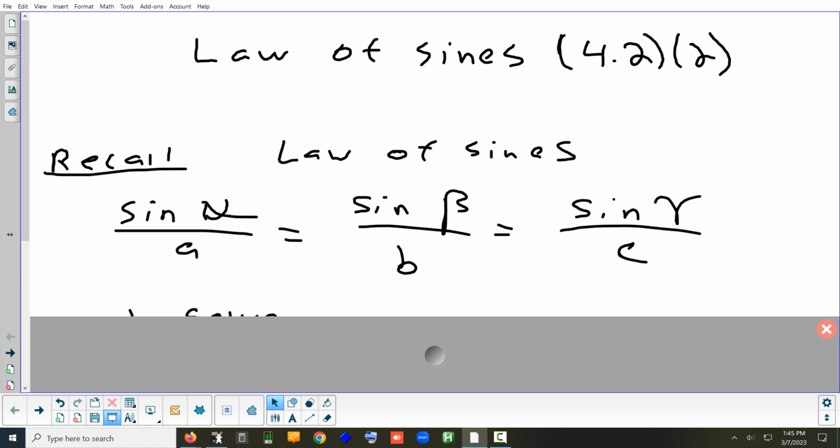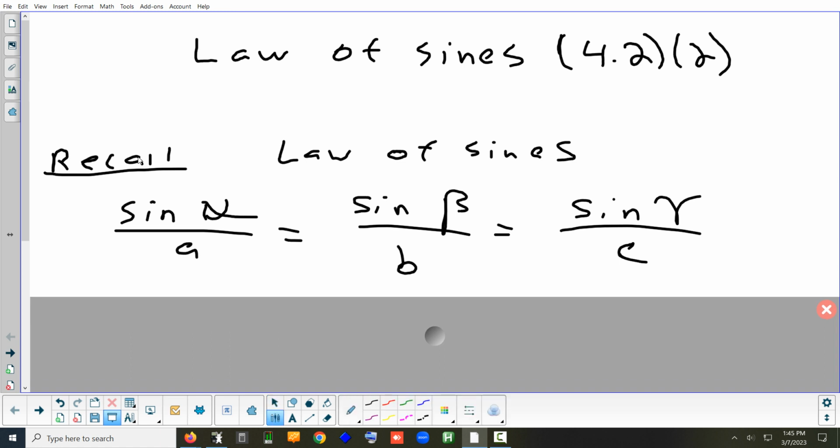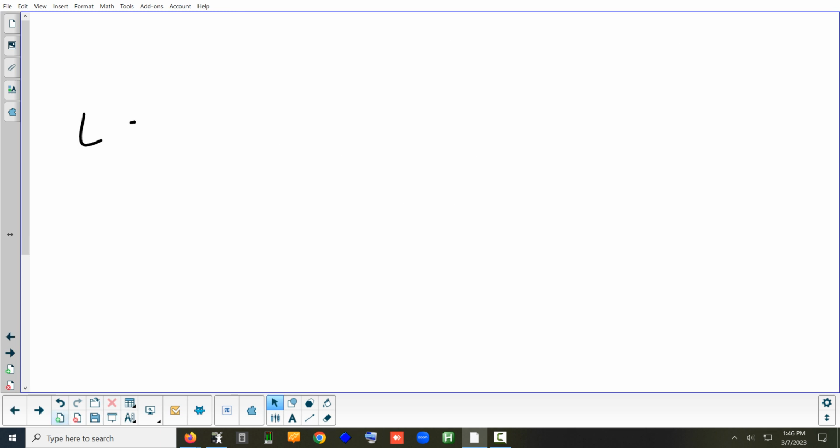All right, so just a reminder about what the law of sines is. It's three different fractions. Sine of alpha over A equals sine beta over B, which equals sine gamma over C. You only use 2 out of 3 of these fractions at a time. Either the first two, last two, or the first one and the last one. And remember, there's 3 types of triangles that fall under law of sines.